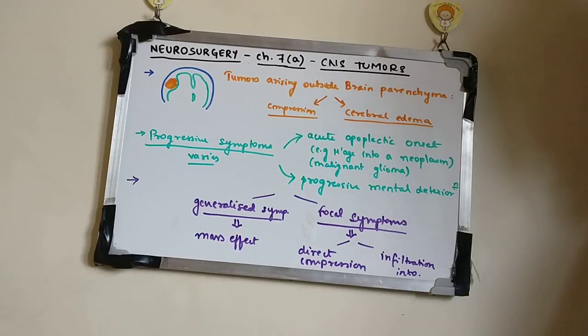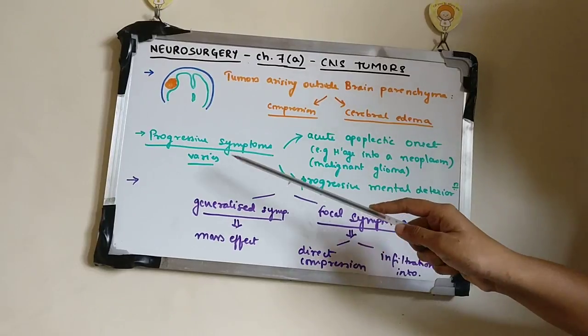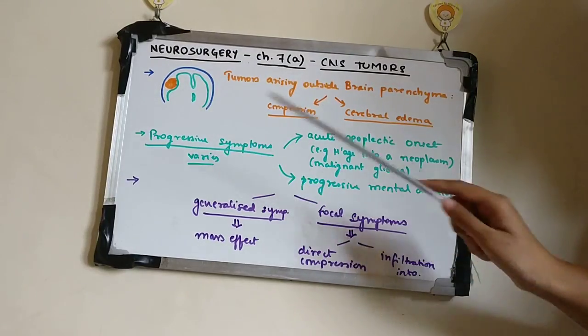Present only as a mass, they can and they cannot produce focal symptoms. They can produce focal seizures in the underlying brain. Now the intracranial lesions characteristically produce progressive symptoms, and the progression of the symptoms is going to vary a lot.